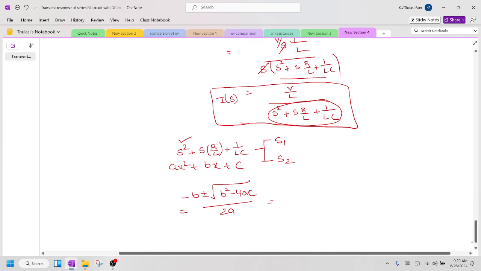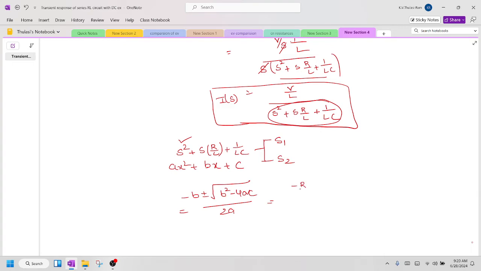So here, what is the coefficient? The B value is R by L, so minus R by L plus or minus the root of R by L whole square minus 4 into A value. What is the A value? It's nothing but 1. Into C, and C is nothing but 1 by LC.